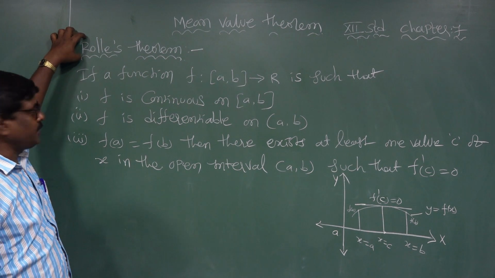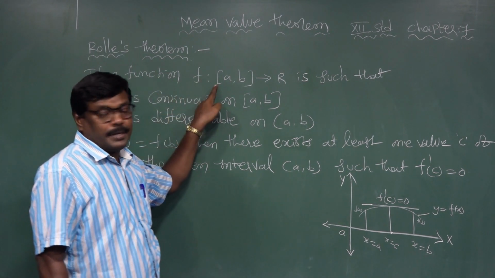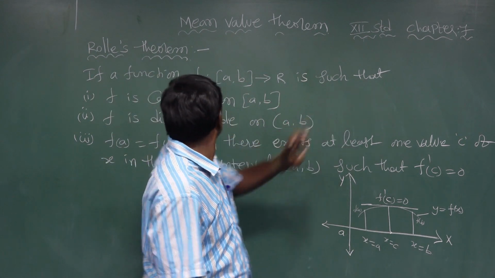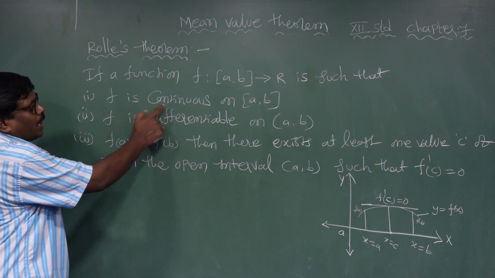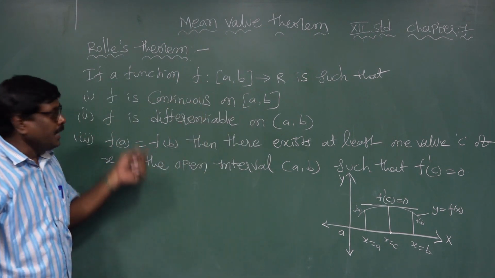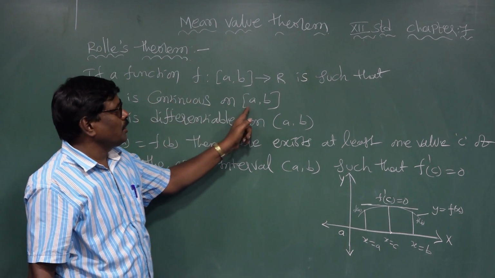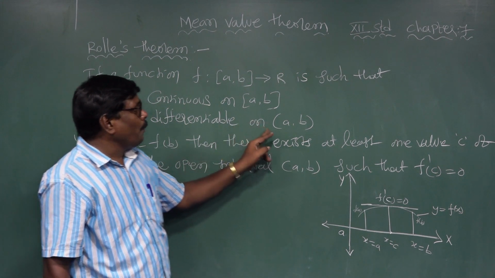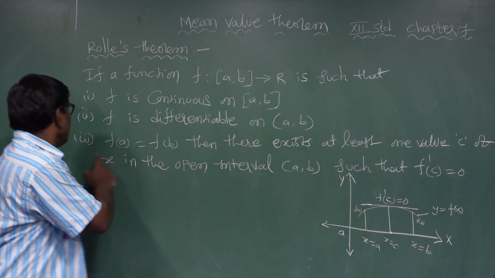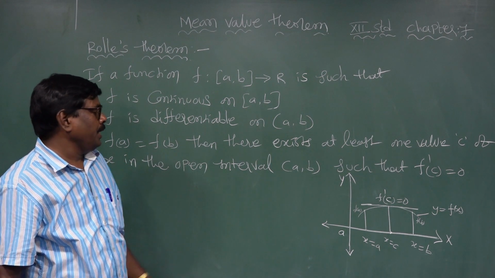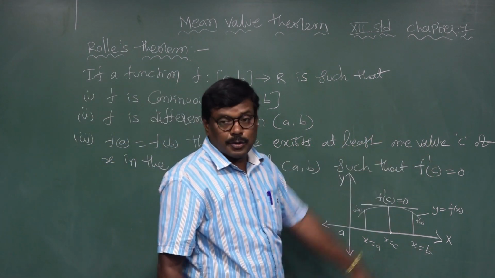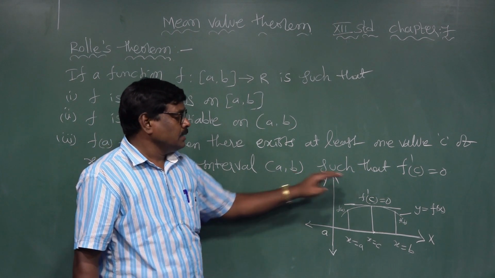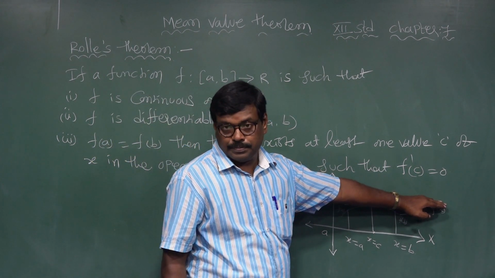Rolle's theorem: if a function f mapping closed interval a, b to R is such that, first, f is continuous on the closed interval a, b; second, f is differentiable on the open interval a, b; third condition, f of a equals f of b; then there exists at least one value c in the open interval a, b such that f dash c equals 0.